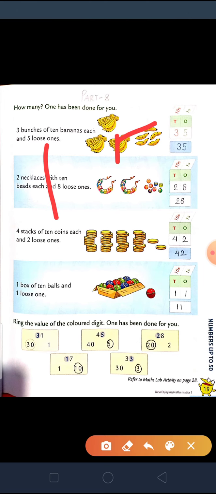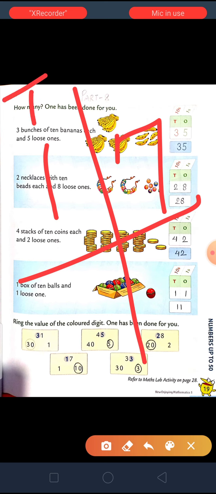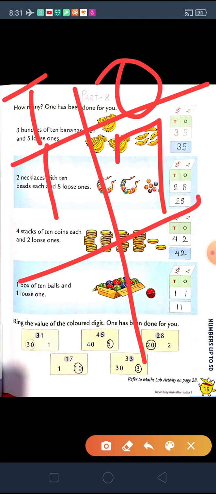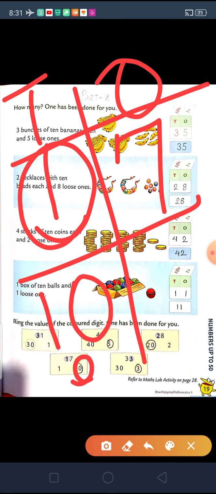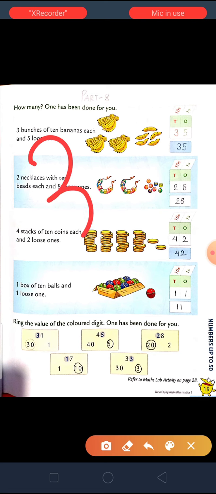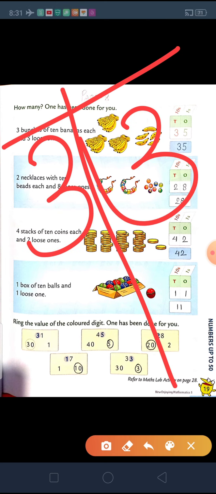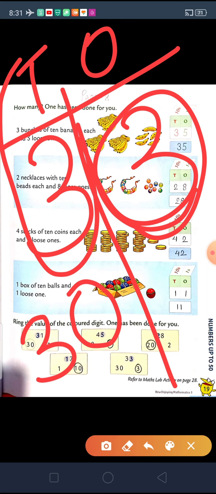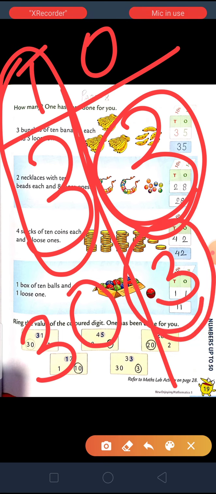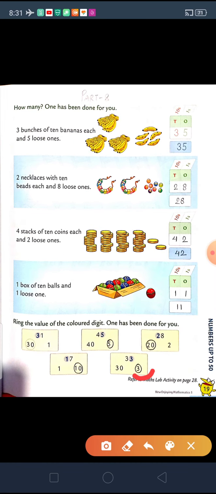Now next is 17. So in tens column if you put 17, so here 1 is in place of tens. So what we will circle? 10. Next it is given 33. So in tens column if we put 33, they have colored this 3. So this 3 is 30 which is on tens place, and this 3 is 3. So according to ones place we will circle this 3.